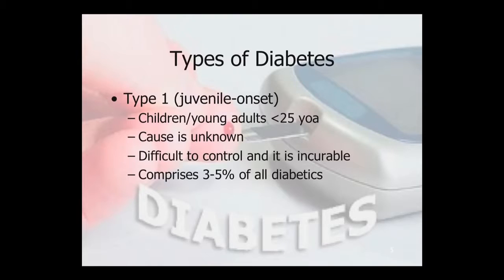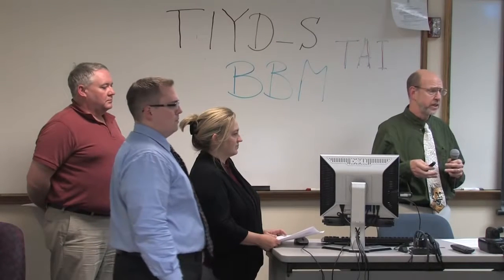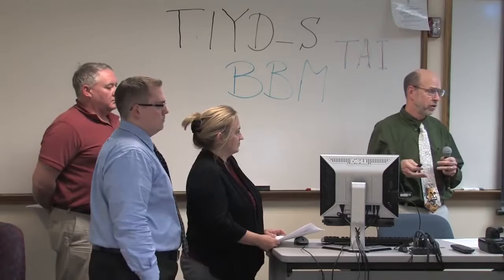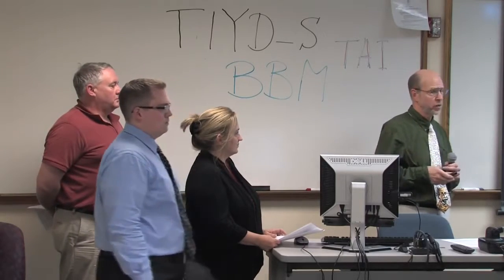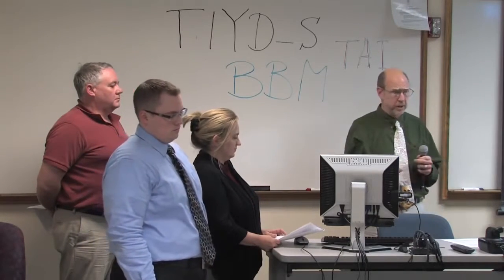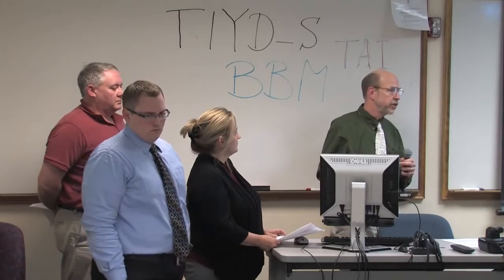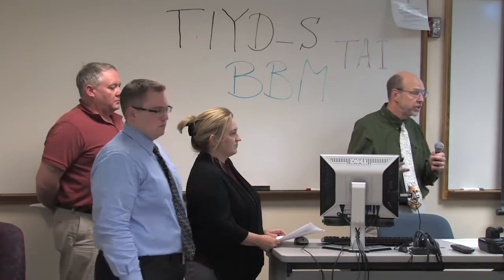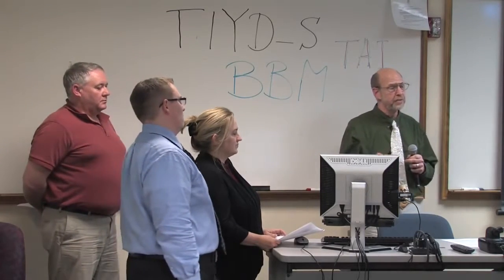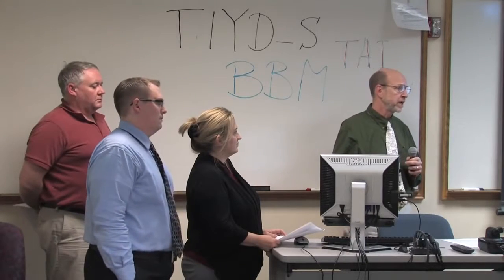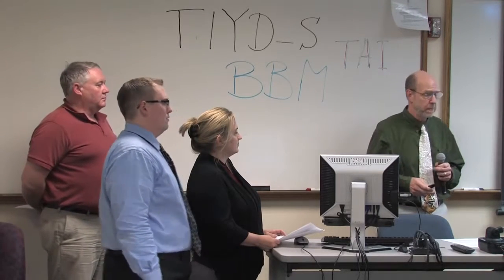There are two types of diabetes. Type 1 is what they often refer to as juvenile onset diabetes, and it occurs in children and young adults, almost always if they're younger than 25 years of age. They don't know what causes it, and currently there is no cure. It is incurable, and 3 to 5% of all diabetics are type 1.